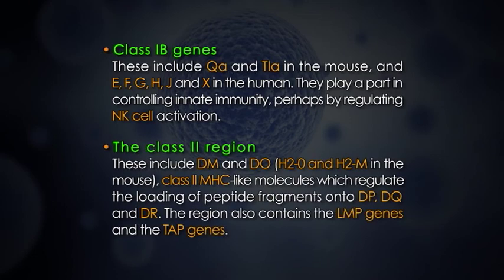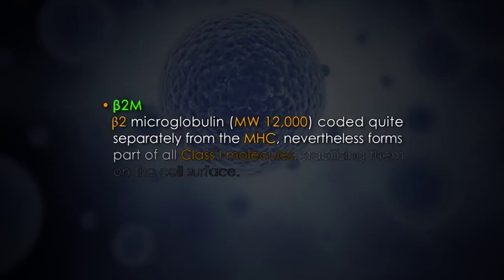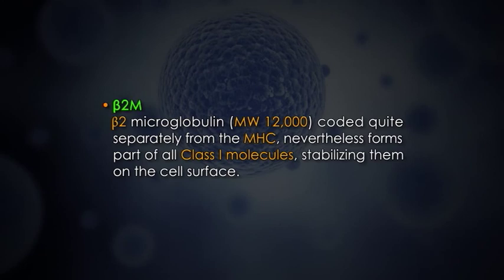The class II region. These include DM and DO, H2-O and H2-M in the mouse, class II MHC-like molecules which regulate the loading of the peptide fragments onto DP, DQ and DR. The region also contains LMP genes and the TAP genes. Beta-2M, beta-2 microglobulin, molecular weight 12,000, coded quite separately from the MHC, nevertheless forms part of all class I molecules, stabilizing them on the cell surface.